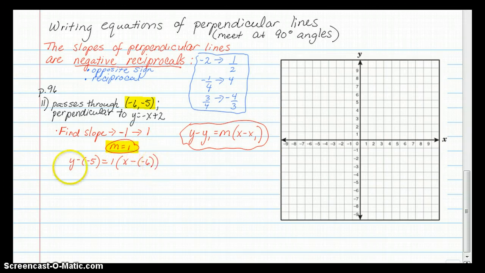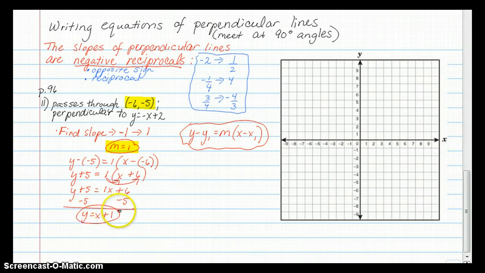We're going to use the additive inverse, y plus 5 equals 1 times x plus 6. You don't even need the 1 there, but we're going to leave it there so you can see that it is 1. Well, if you distribute this, 1 times x is 1x. 1 times 6 is 6. Then we have y plus 5 equaling 1x plus 6. Subtract 5 from both sides. Y equals x plus 1.